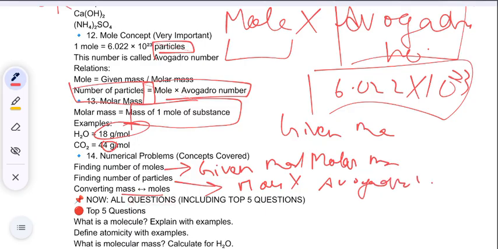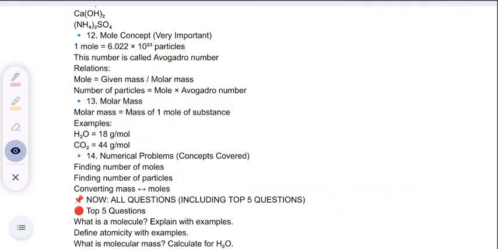Converting mass into mole or mole into mass, again this same formula will be used. Mass in grams means whatever mass is given in grams upon molar mass. Like this you convert mass into mole or mole into mass.